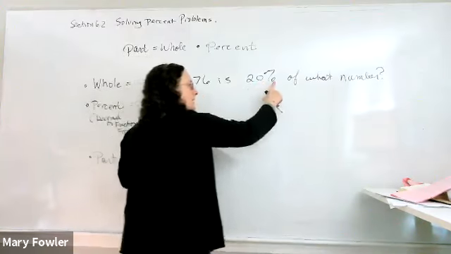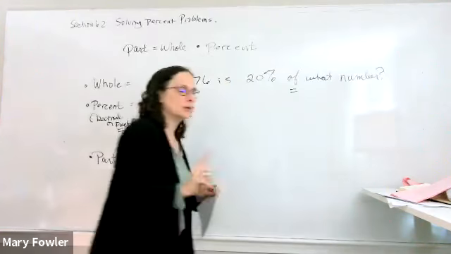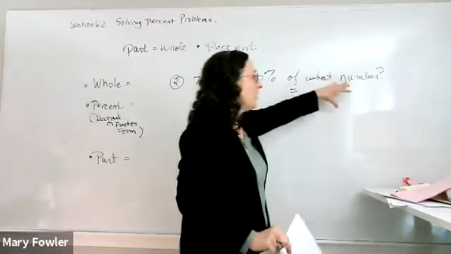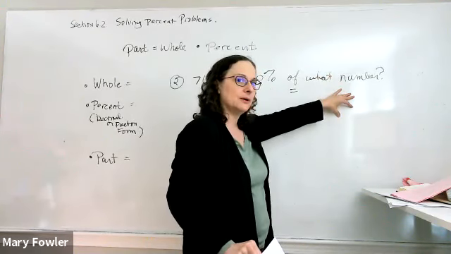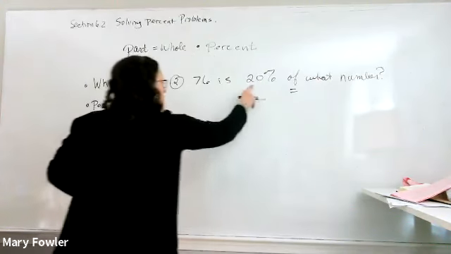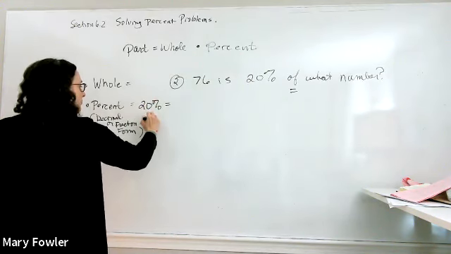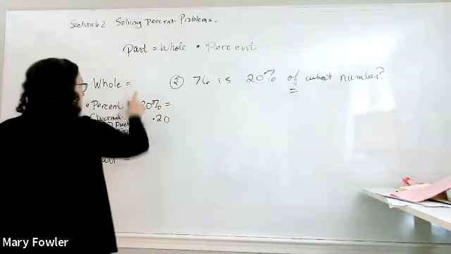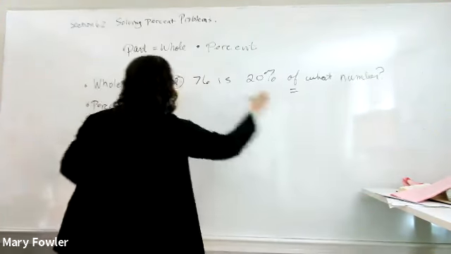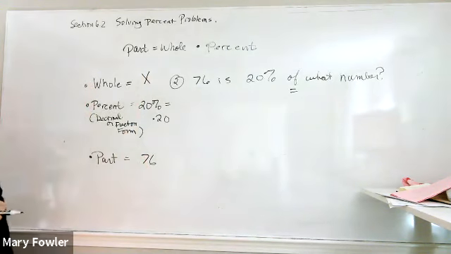Okay. So 76 is 20% of what number? So it looks like the number that of is referring to is the unknown. Okay, so then 20% is the percent. So here, I'm going to go through the numbers we have. And then we think that the whole is what we're looking for. 76 is 20% of some number. And the part is 76.